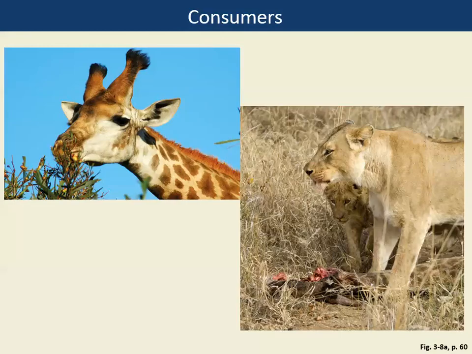And then you've got your consumers. Here we see a giraffe eating a plant, and then the lion is actually looking maybe at that giraffe, thinking hello lunch, but she's also got something down there at her feet that she's eating.